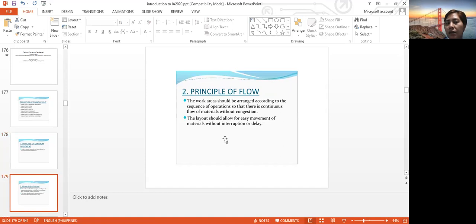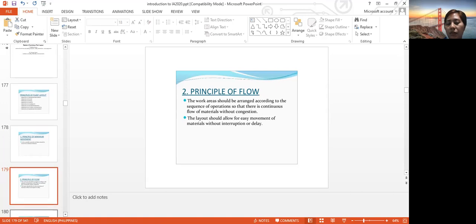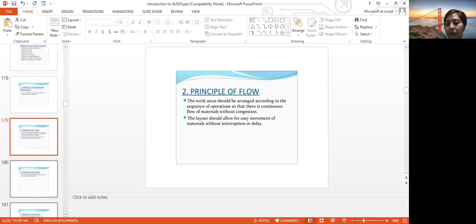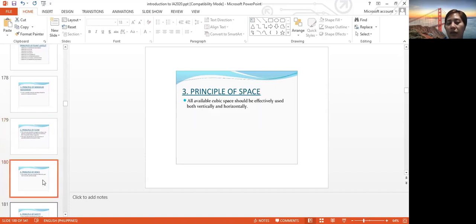So the design should be like there are no distractors. The workers can walk freely, can walk without disturbances. Okay, so principle of space: all available cubic space should be effectively used both vertically and horizontally.